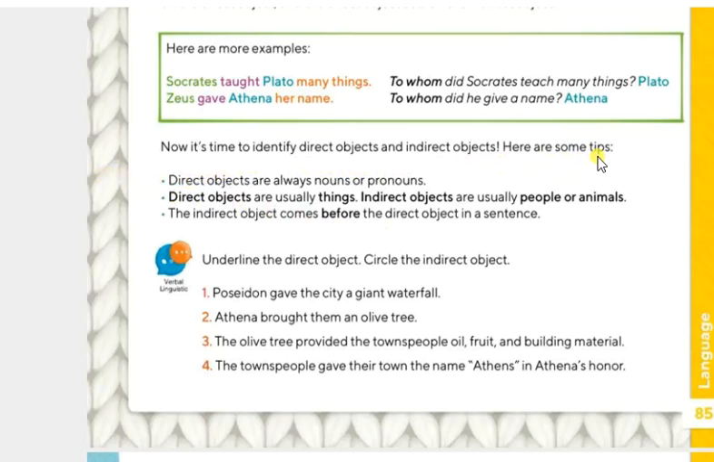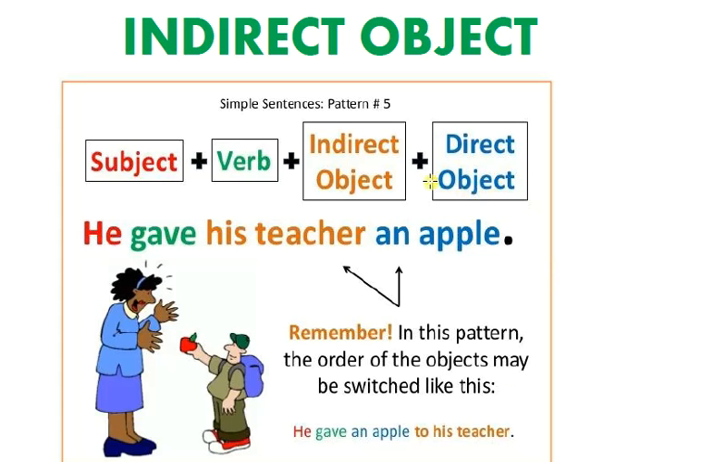Here are some tips. Direct objects are always nouns or pronouns. Direct objects are usually things. Indirect objects are usually people or animals. The indirect object comes before the direct object in a sentence. I'm going to show you another example. Please pay attention. Here we are.